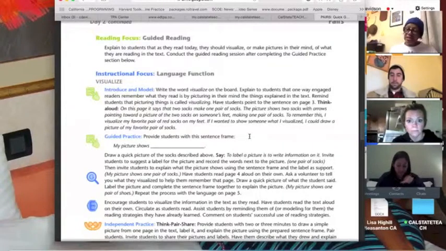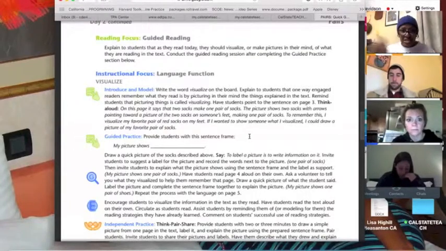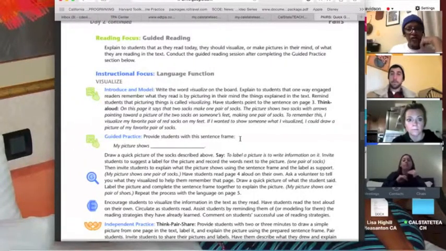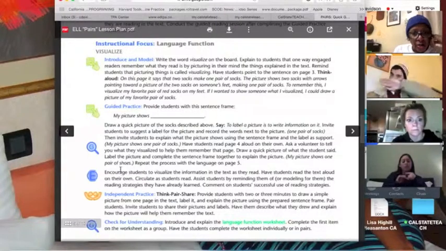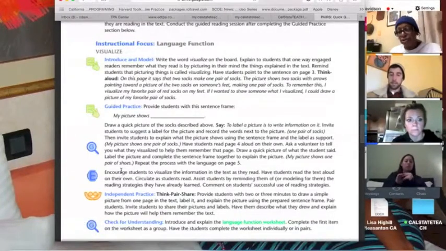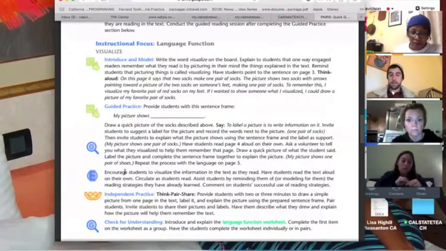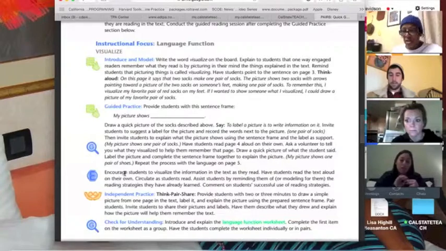You model a lesson. They work on it. You work on it together. Then they do a guided practice to make sure they know how to do it. And then they do independent practice. Now, you see these words here, draw, encourage. You need to make sure you have your Blooms with you, because you have to have a lot of these verbs. The verbs say what the kids are going to do.